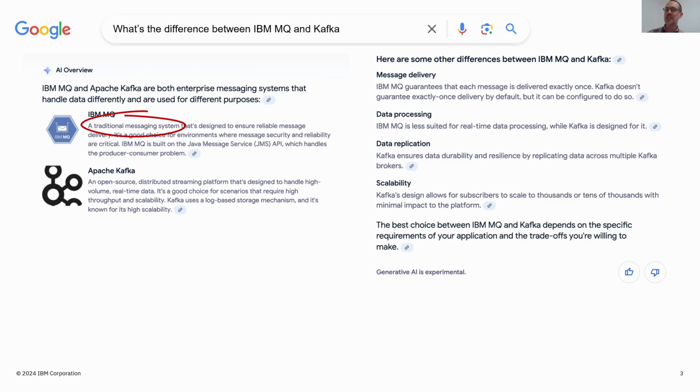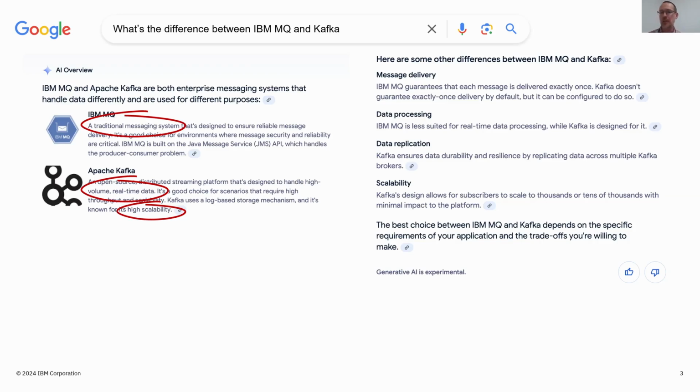They mention that MQ is traditional and good for security and reliability, which is totally true. There's weird stuff about the JMS API and the producer-consumer problem, which is just strange. When it comes to Kafka, the focus is on the fact that Kafka is great for high-volume real-time data, but it doesn't really do a comparison like this. It doesn't address the bottom-up MQ part of it, and it talks about scalability without really comparing that to MQ. So it's not the most even-handed comparison, we think, when you look at this in detail.